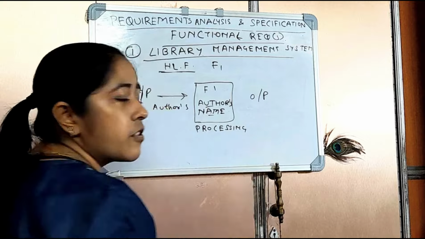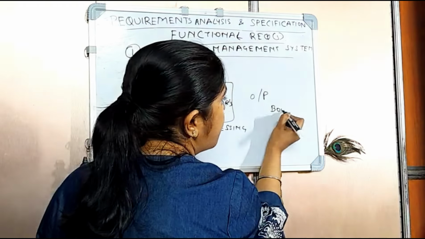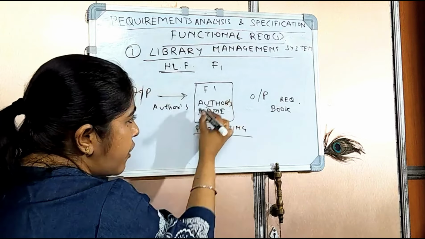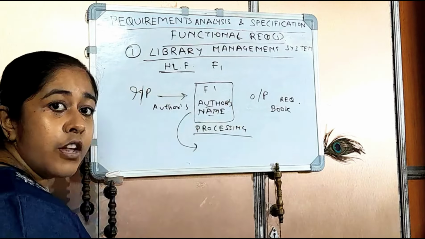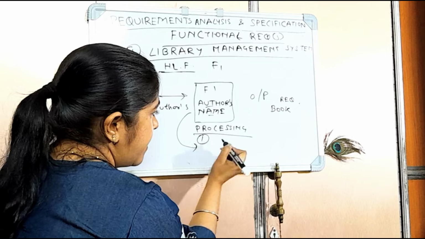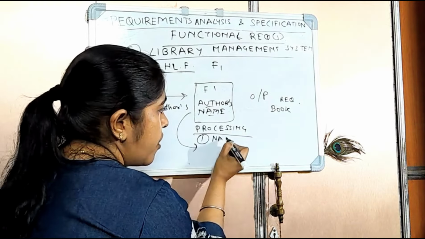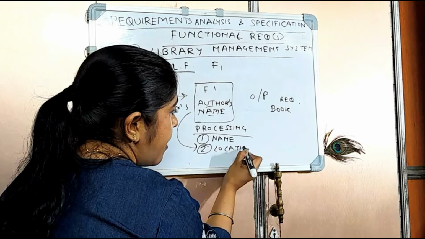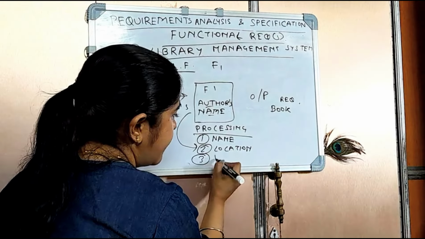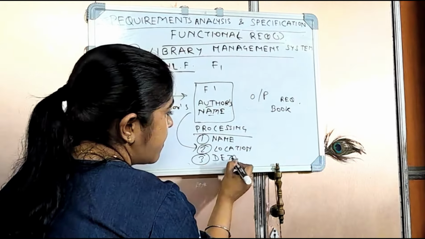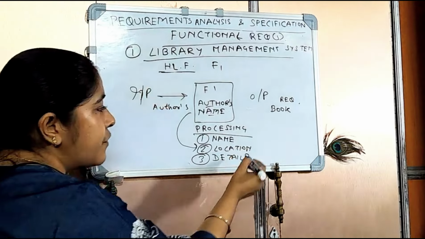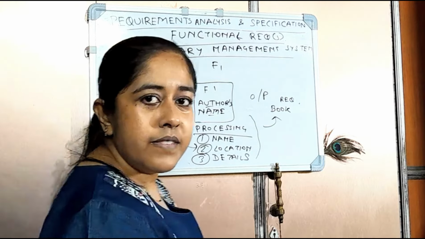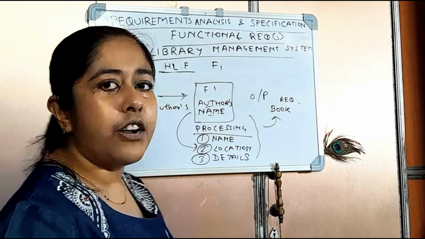How will I get my particular output? Output is my required book. How will I get this required book? This will process my author's name to that particular book: first the name of the book or the location of the book, and other details of my book. So when these things are processed, I will get my particular output. Done. So this is the high level function.